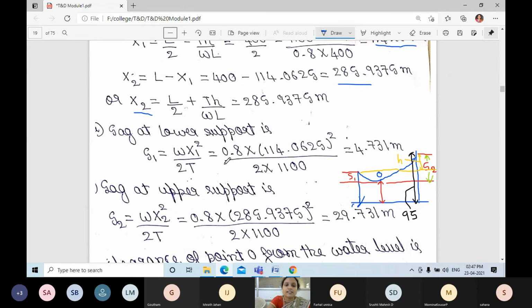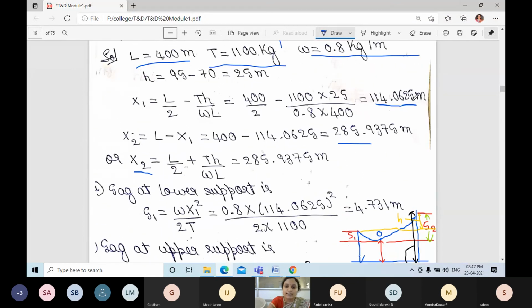So here this is the sag at lower support. Sag at lower support, s1 is equal to omega x1 square divided by 2t. x1, what we got, the value 114. So substitute 114.0625 whole square divided by 2 into 1100. So you will get 4.731.